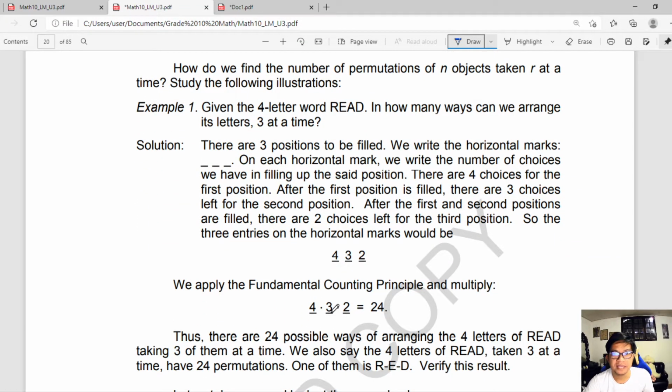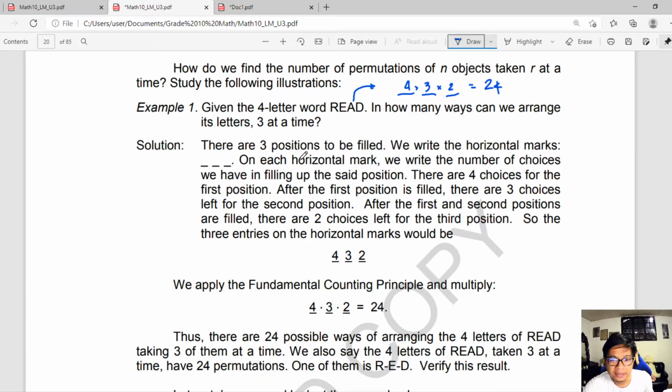Sige, how do we find the number of permutations of n objects taking r at a time? So let's have an example here. Given the 4-letter word read, in how many ways can we arrange its letters 3 at a time? We know that by using the fundamental counting principle, tatlo lang yung kailangan natin at a time. So there are 4 letters, so that is 4, 3, and 2. So that is 4 times 3 is 12 times 2, which is 24. That is the fundamental counting principle.